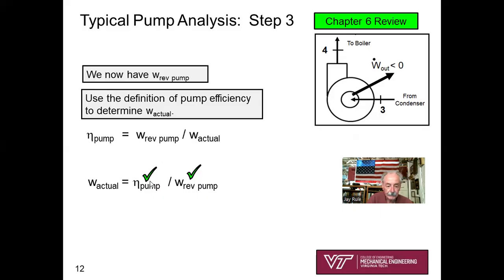Look at that. So you're going to have to forgive me, right? So this is incorrect. W actual is equal to W reversible of the pump divided by the pump efficiency. What a blunder. Sorry.